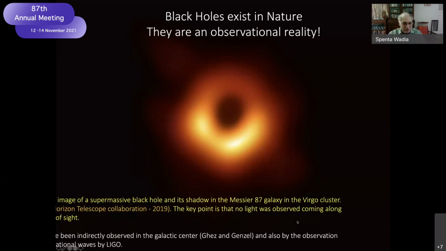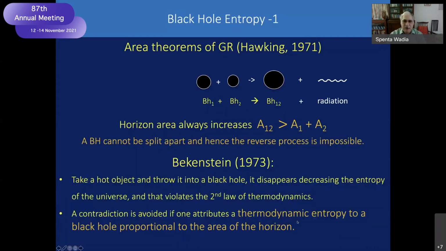Black holes have also been observed indirectly in various circumstances, especially by Ghez and Genzel. They observed indirectly the massive black hole in the middle of the Milky Way galaxy, and also indirectly by the collision of two black holes which set off gravitational waves which were observed by LIGO in 2014 or 15 or something like that. Okay, good. So they are real. So they are important objects of study. All right. Now we go back to theory.